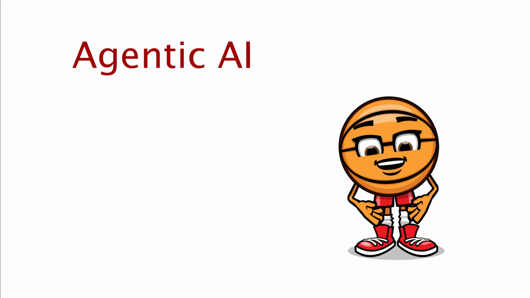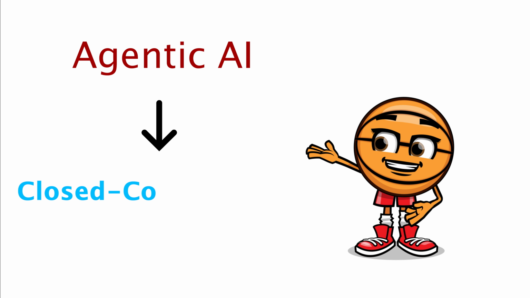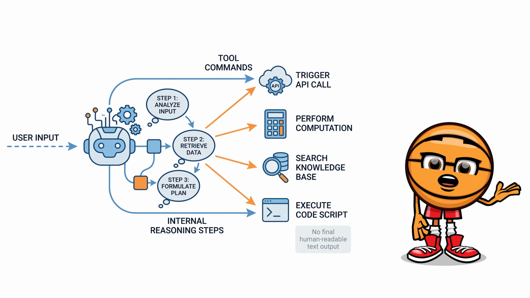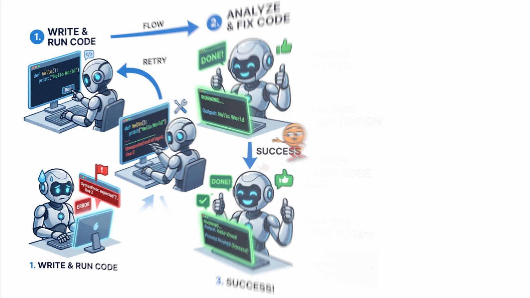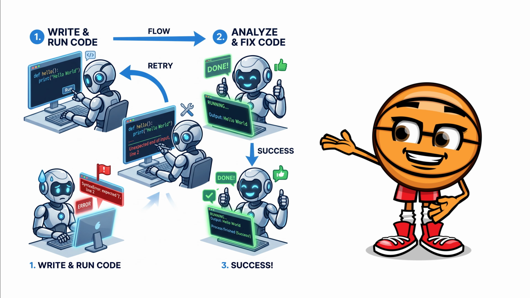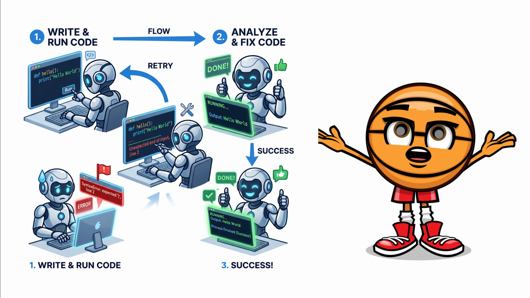Agentic AI turns that linear process into a closed control loop. Instead of outputting text for a human to read, an AI agent treats its outputs as intermediate reasoning steps or tool commands. If an agent runs a piece of code and gets an error message back, it reads that error, fixes the code, and tries again until it succeeds.